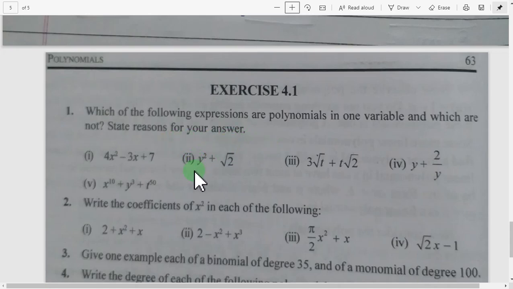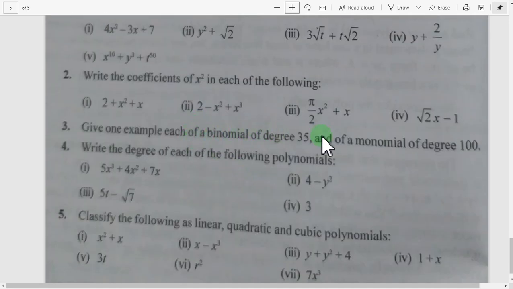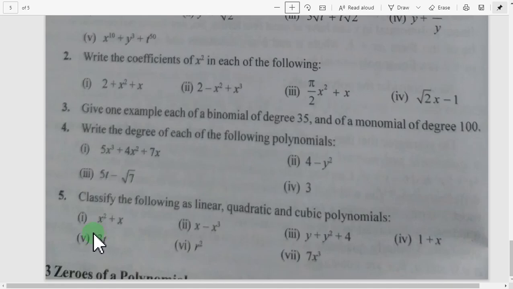First example sum: write the coefficient of x square. Give an example: this is the third question, I have solved. Write the degree. Now, this is the fifth question. Classify the following as linear, quadratic and cubic. If you read the definition and understand it, then you can classify.